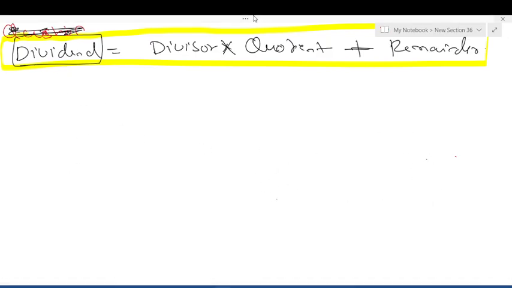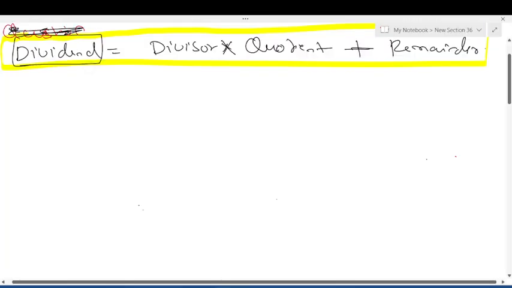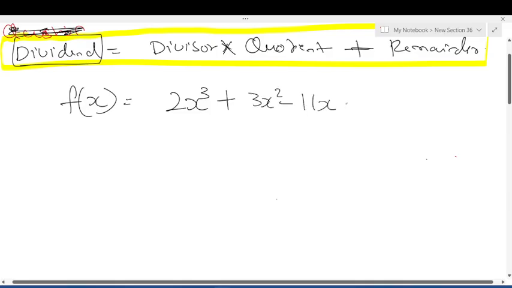Okay, so all these are MCQ related. To solve the question, it is very simple. They'll give you a function, students. They'll give you a polynomial function f of x, 2x cubed plus 3x square minus 11x minus 6. Fine. And the first question is f of 3. This is the question given.